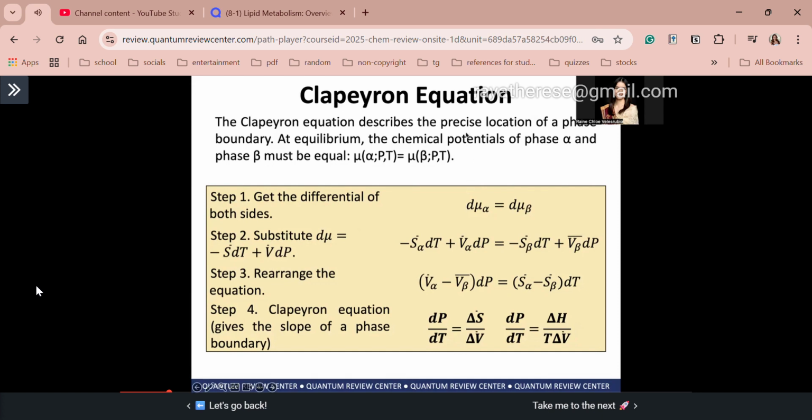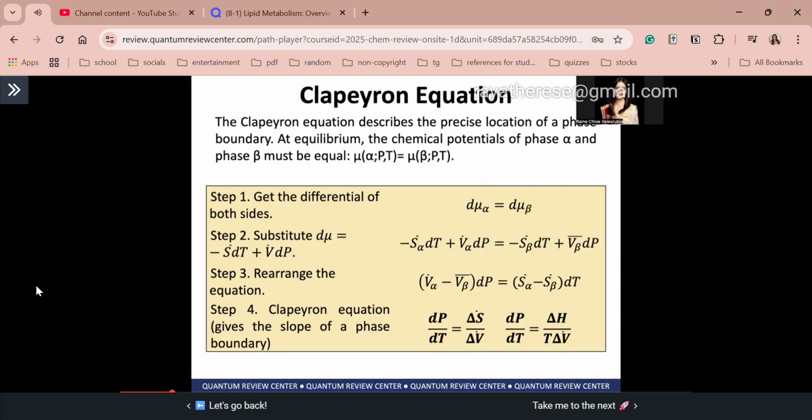So, given that fact, guys, we derive the Clapeyron equation through this expression, where the chemical potential of the alpha phase is just equal to the chemical potential of the beta phase. Now, we know, guys, that dμ, the change in the chemical potential, is equal to negative S̄ dT plus V̄ dP. So, let's just simply substitute that. So, we have negative S dT plus V dP for the alpha phase, and that is equal to negative S dT plus V dP for the beta phase.